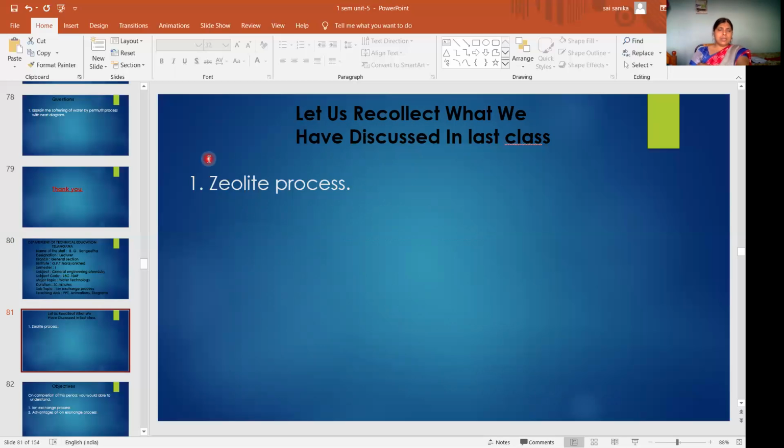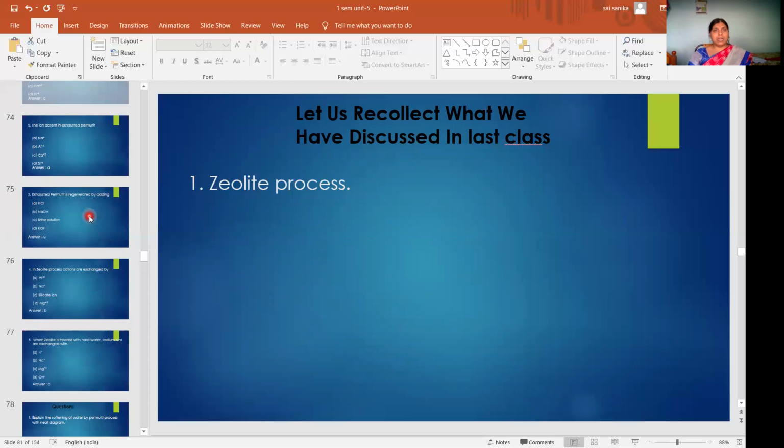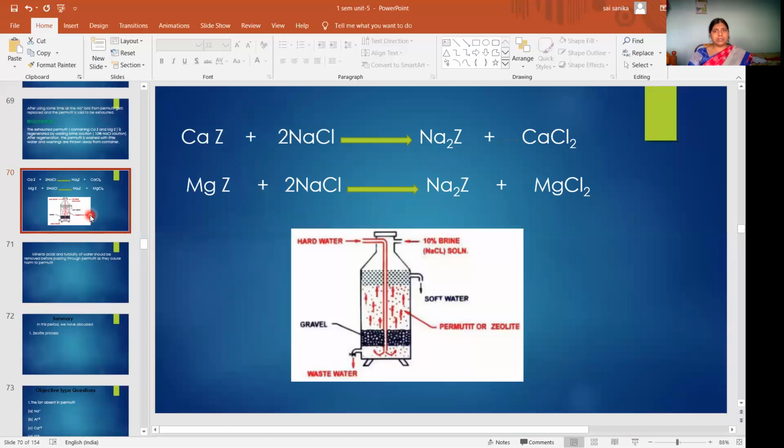This zeolite, we are packing in one container. In that container, we are passing hard water. When hard water is passed onto that zeolite, what is happening? Whatever calcium and magnesium ions present in this hard water will combine with zeolite and convert into calcium and magnesium zeolite. Like that, water is becoming soft.